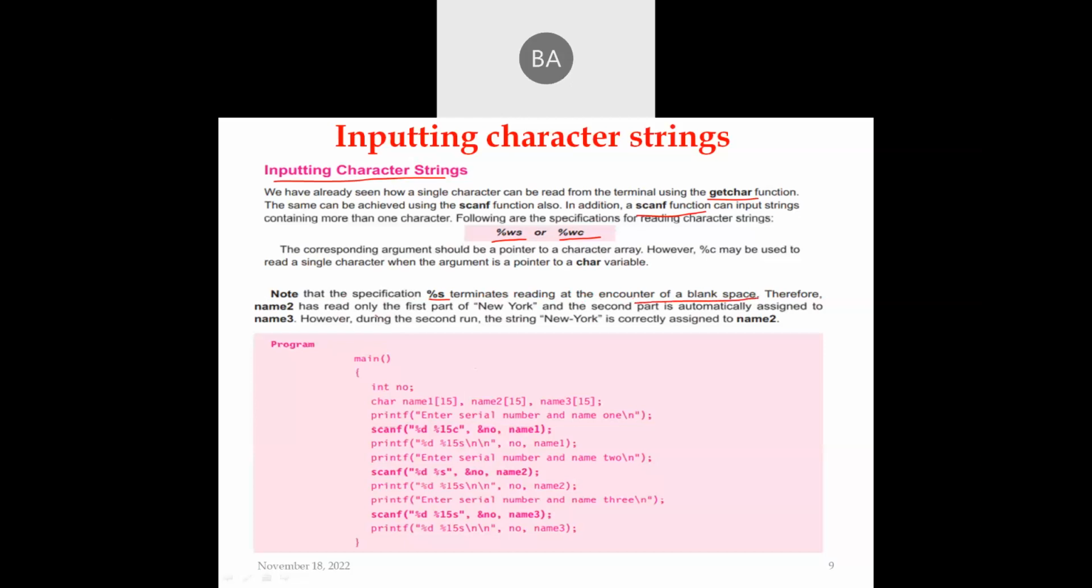Therefore, if you take name 2, it will read only the first part of New Arc, because it reads up to the first blank space only, and the second part is automatically assigned to the next string, name 3. That is what we are using here. If I want to read New Arc into name 2, there should be no blank space, so you use a hyphen in between. Then it will treat it as a single string.